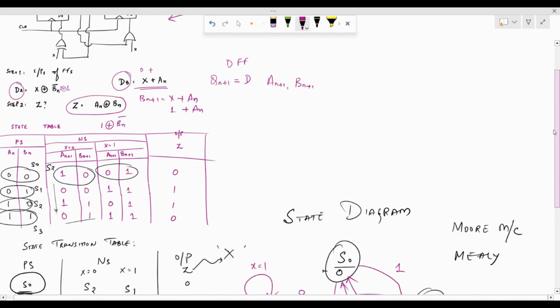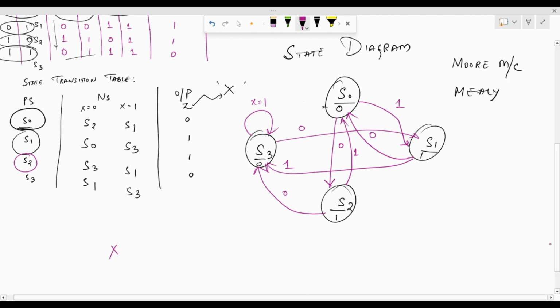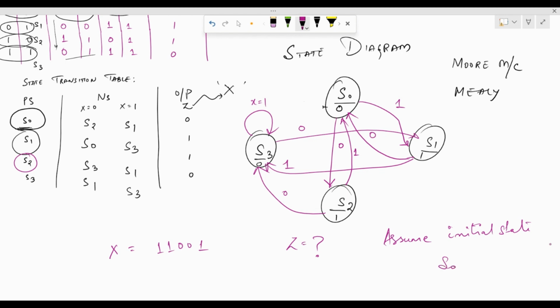So now if it is asked that for the sequence X equal to, say, 1 1 0 0 1, what is the value of output going to be? Then we have to consider that the initial state is, say, S0. So we have to begin from S0. For X equal to 1, it is going to go to S1. So let's fill up Z here. When it was in S0, the output would be 0. When the input became 1, it is going to go to S1 and the output would be 1.